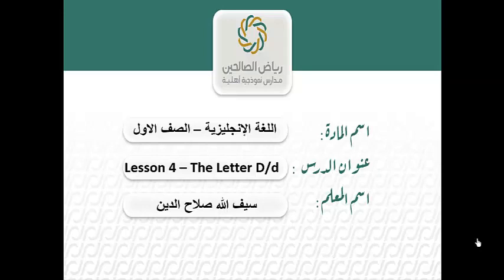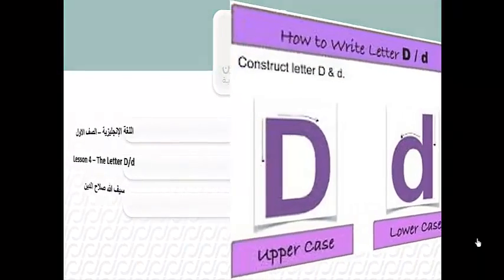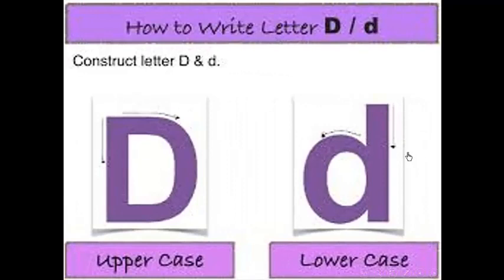Okay, yes. Our letter today is the letter D. Let us go to the letter D. Here we have the fourth letter in English, and it's the letter D. All of you say D. D. Okay, good. How can we write the letter D?